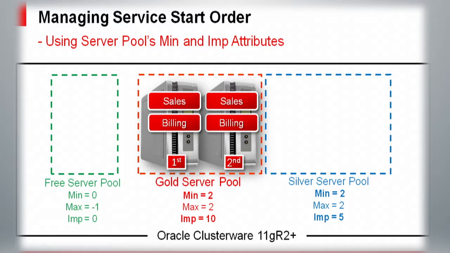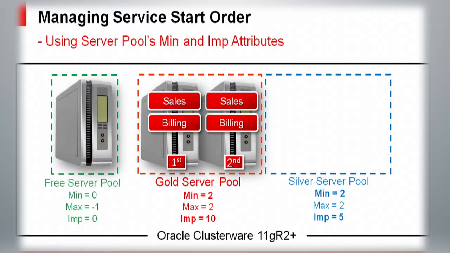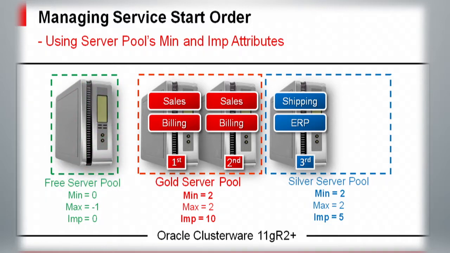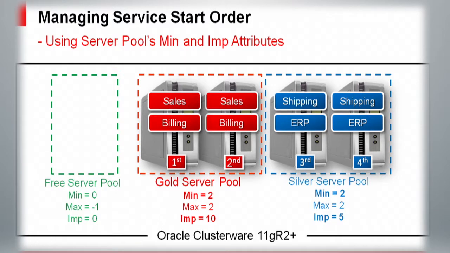So now when a third server joins the pool, since I've met my minimums and the silver pool has not met its minimum, I'm going to see the third server go into the silver pool and it's going to start up its services, and then finally the fourth server comes in and it's going to start up its services. So as a result, I have a very specified startup order, something I couldn't do pre-11.2 and is only available through policy managed deployments.